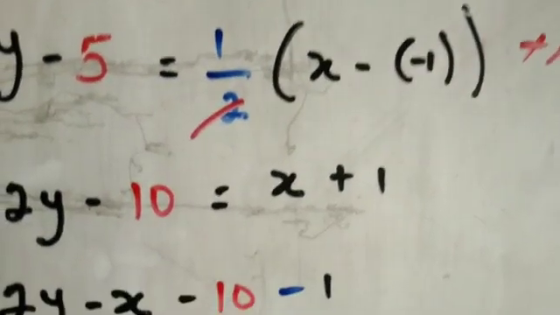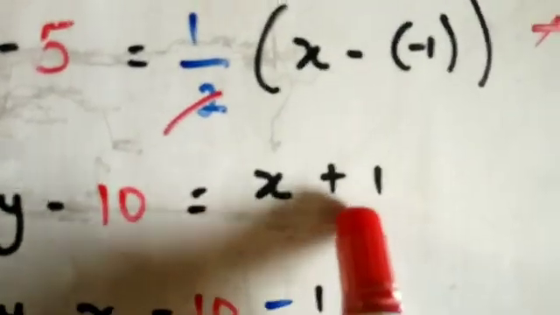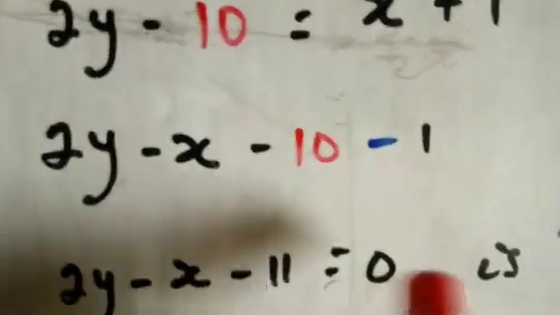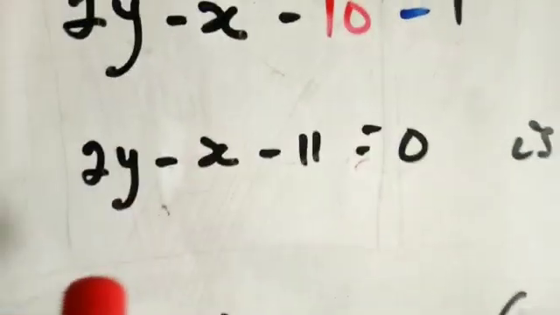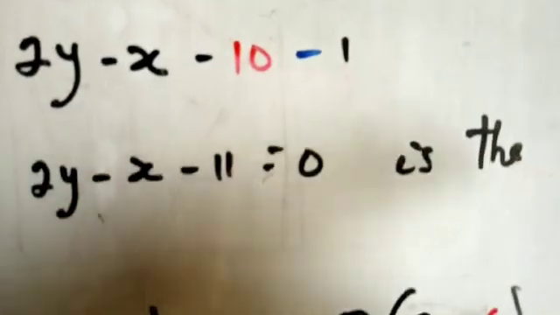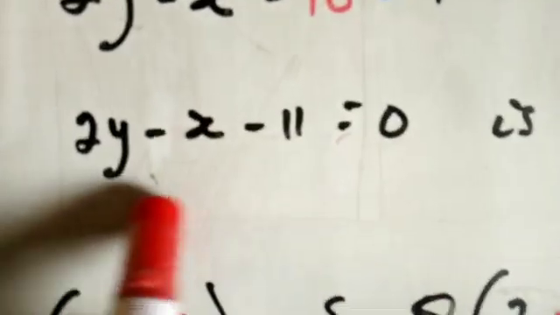So that is how I got my x plus. You see there's a minus here, so this will tend to be a positive. So plus 1. When you do everything correctly, you should arrive at 2y minus x minus 11 equals 0, which is the equation of the line. That is exactly what I explained earlier on.